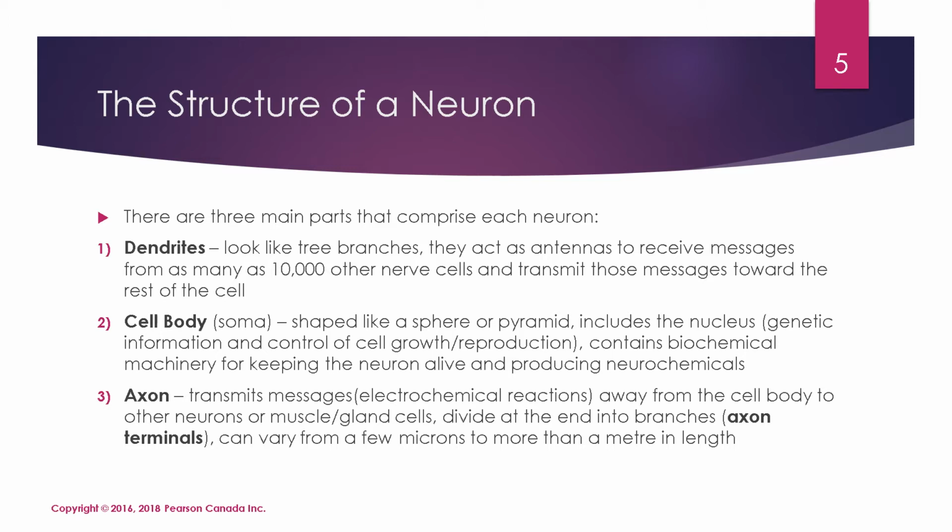And then finally, you have your axon, which transmits messages through what we call electrochemical reactions away from the cell body to other neurons or muscle and gland cells. And they divide at the end into little branches known as axon terminals. And axons can actually vary from a few microns, so a very, very short length, to more than a meter in length. So some neurons, some nerve cells can have very long axons.